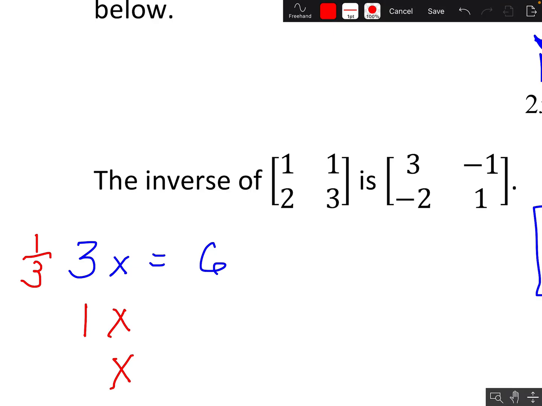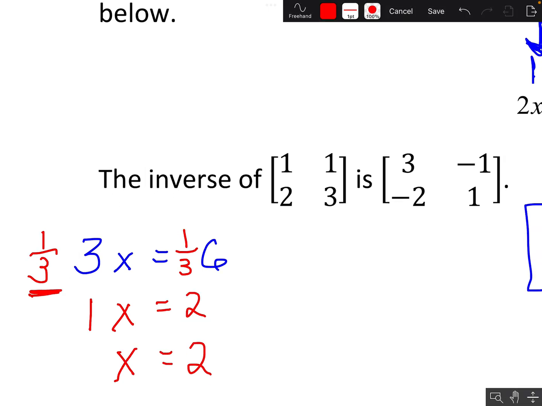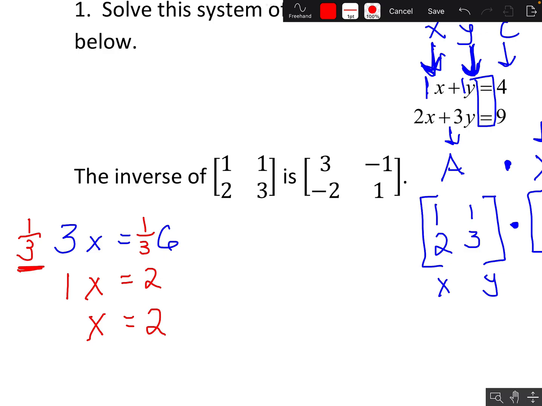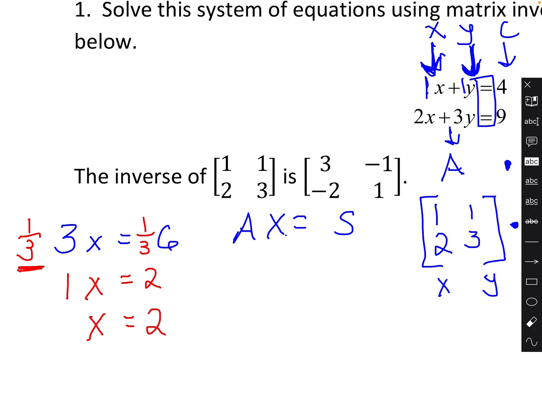We also know from algebra, whatever I do to one side, I have to do to the other. So over here, 1/3 of 6 is 2. So this is how we do algebra, and you guys know all this, right? Now we're going to take a look at our matrix equation, right? Our matrix equation here is A times X equals S. AX equals S. Now I'm going to do the exact same thing, right?